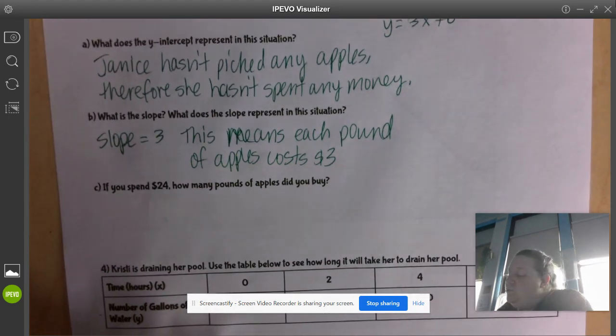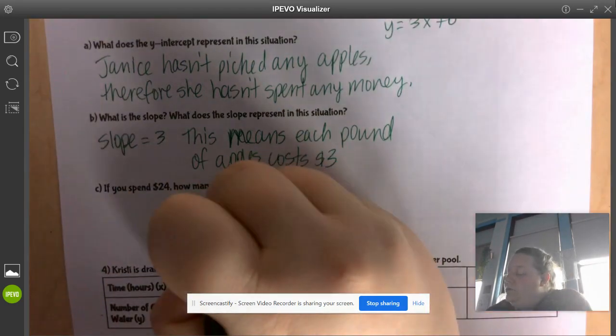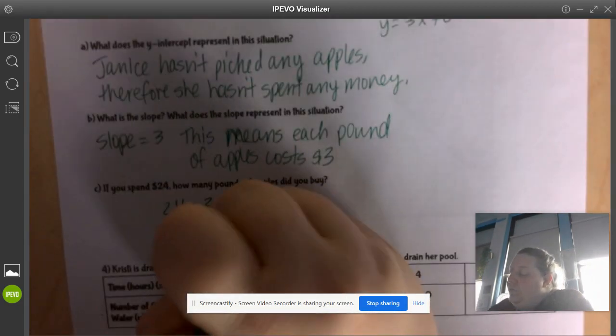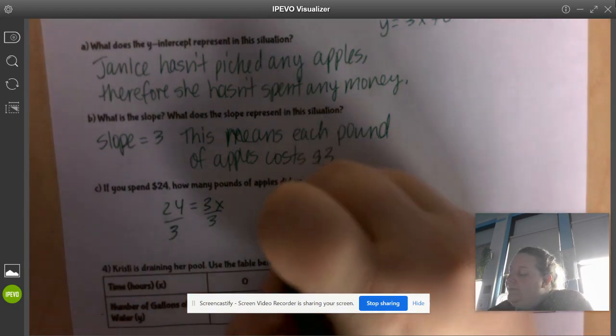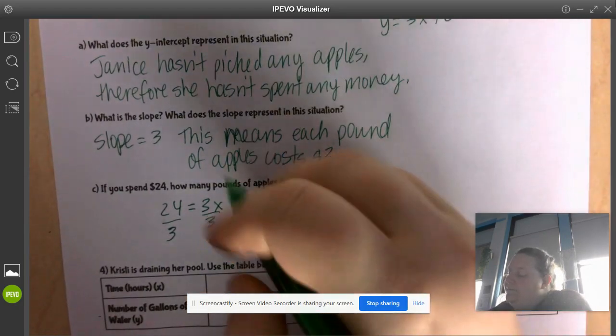And then last, if you spend $24, how many pounds of apples can you get? So they're saying that I'm going to spend $24, and I know it's $3 per pound, so how many pounds did I get? So we're going to solve the equation. We find that x equals 8 pounds. Okay.